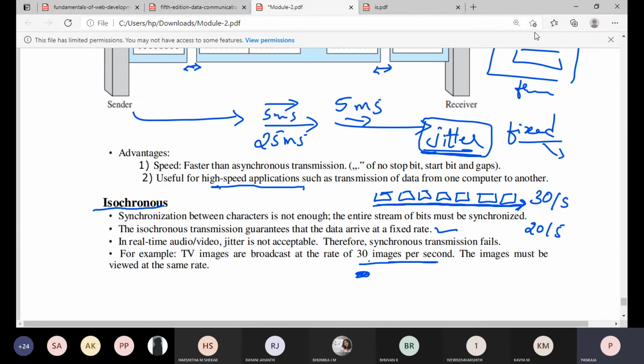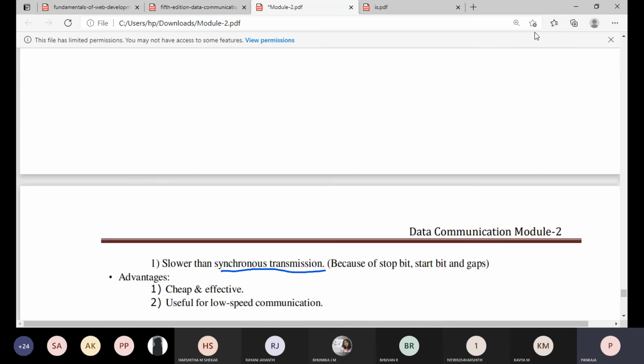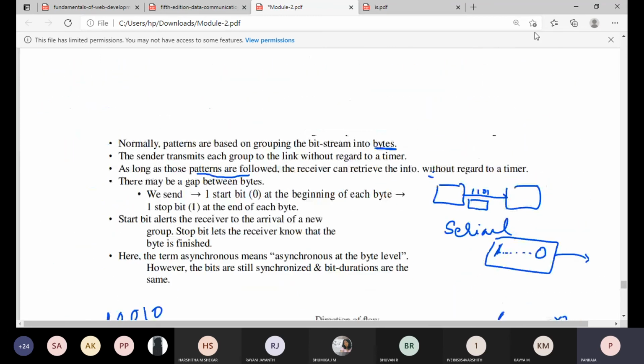So this is all about the transmission modes. In isochronous transmission, the main concept is that the data should arrive at a fixed rate. If you fix that every 30 seconds this much data should be sent and received, then it has to happen. There should not be any variation in the arrival of packets. That technique is used in isochronous. This is very important in transmission modes.